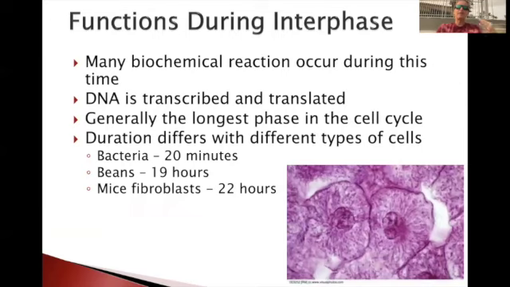Depending on the type of cell, the length of that cell phase differs. So bacteria, they're in interphase for only 20 minutes before they start dividing. And remember, in bacteria, this mitosis is really binary fission. In beans, that's 19 hours. In mice fibroblasts, it can be 22 hours. In a nerve cell, it could be your entire lifetime.